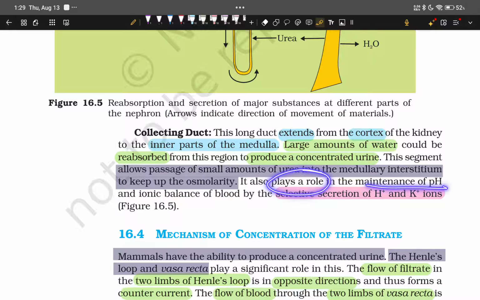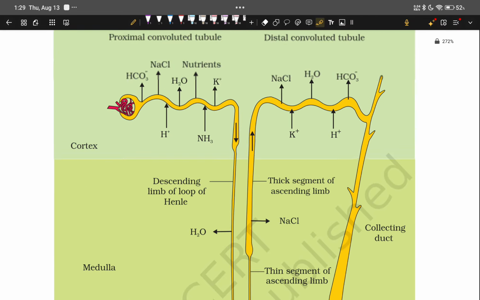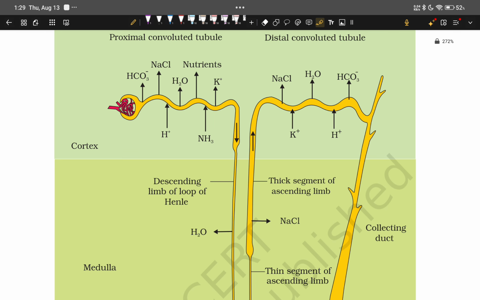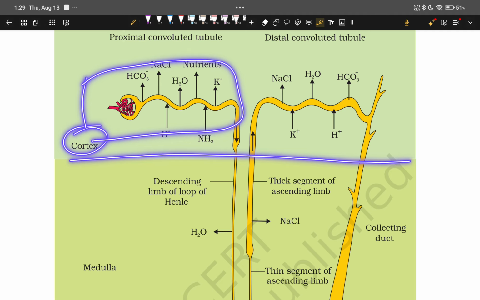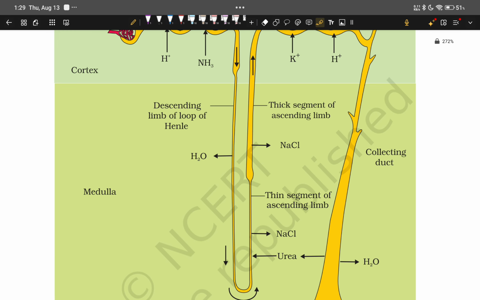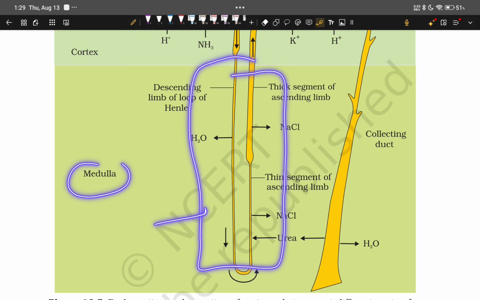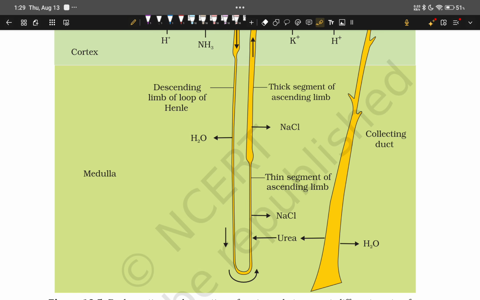It plays an important role in maintenance of pH and ionic balance also, by selective secretion of H plus and K plus ions. Let's look at this very important figure to understand everything. First of all, we have the cortex. In the cortex we have PCT and DCT. If you talk about juxtamedullary nephrons, then we have a long loop of Henle extending deep into the medullary region, which is what is shown here.